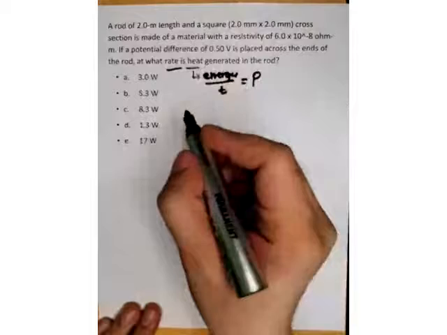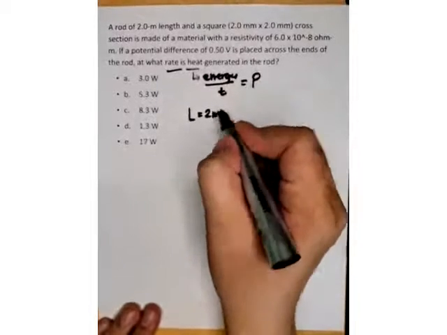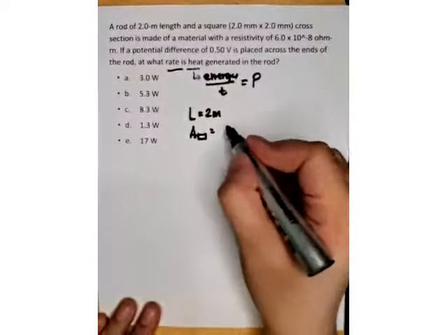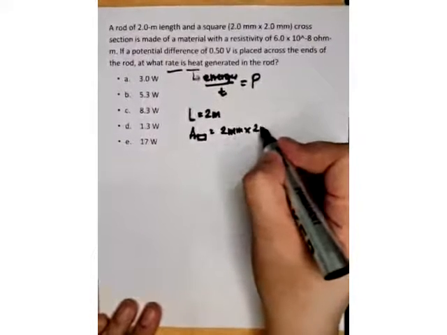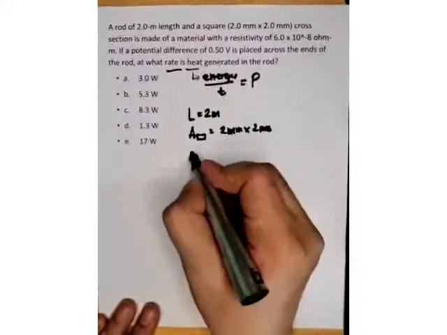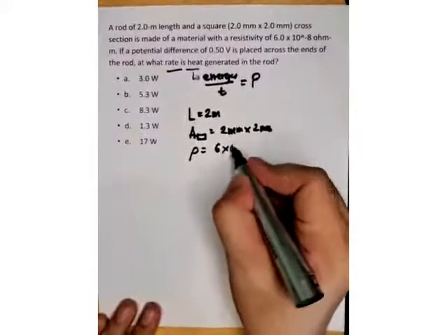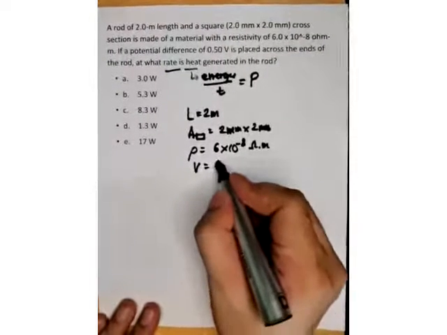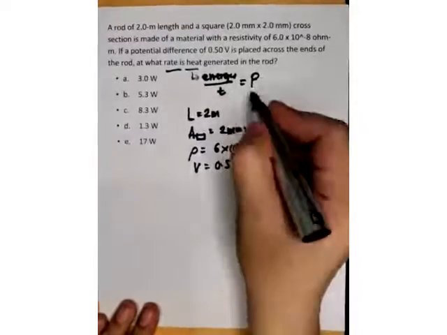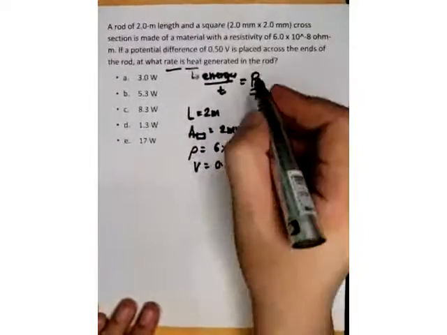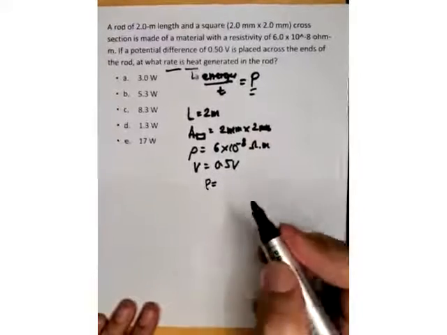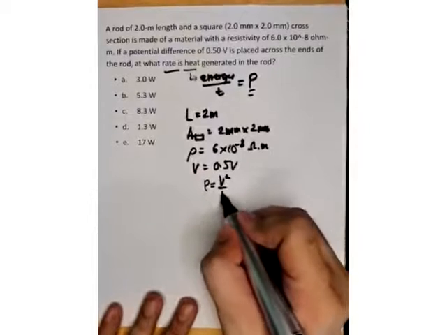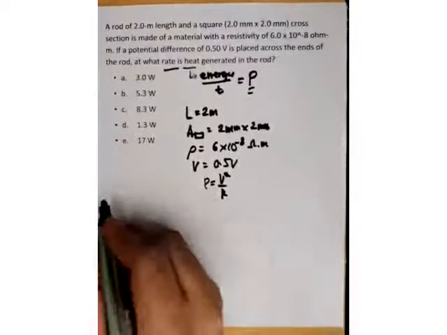Ayan. So ano ba yung mga given natin? So we're given the length of 2 meters, the square area na 2 mm by 2 mm, square kasi, and then the resistivity is 6 times 10 raised to negative 8 ohm meter, and then yung voltage natin is 0.5 volts. Okay, so we're looking for power. So ito ay related sa resistance. So that means yung isang formula ng power is V squared over R. So kunin muna natin ang R. So what is the value of R?